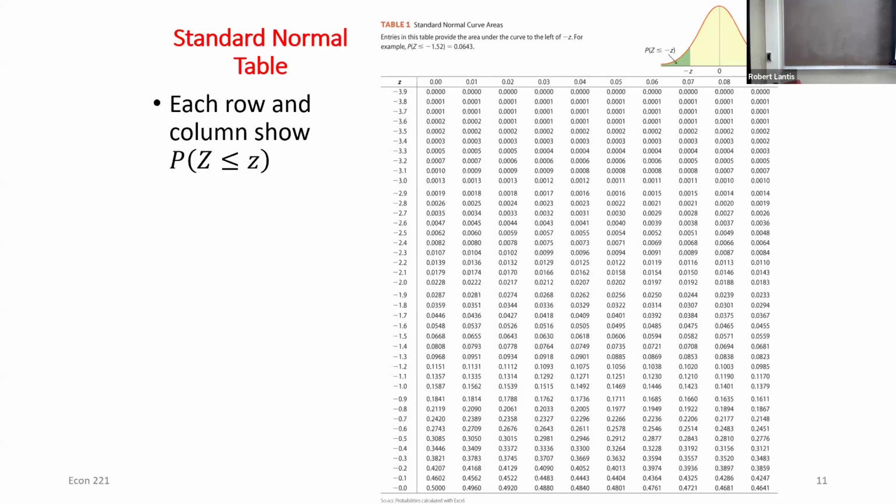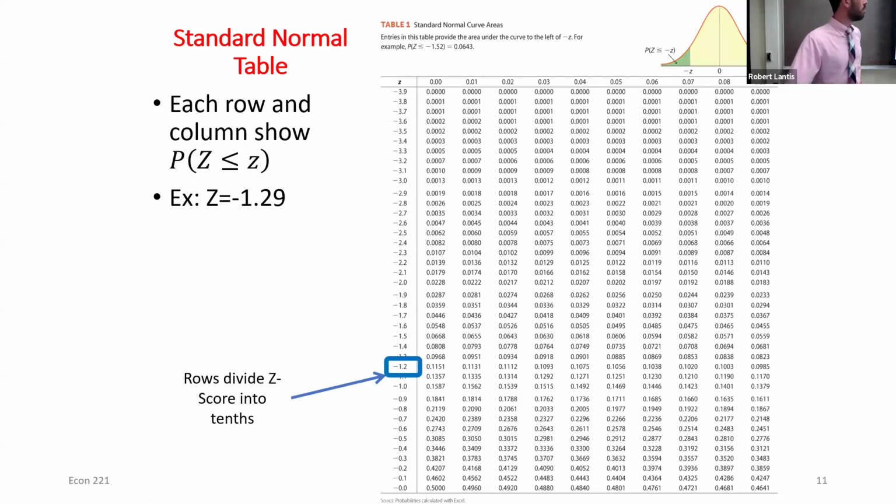But let's say I was looking up that value of negative 1.29. So the first column is always going to be my first decimal, and the column headings are going to be my second decimal. So negative 1.2, I would go down here, right? Look at my first decimal, negative 1.2.